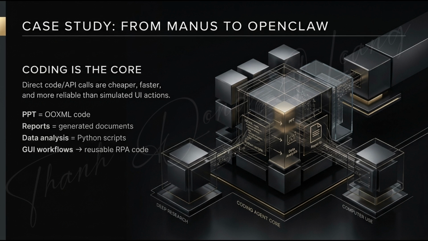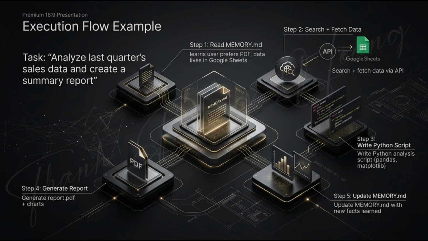Why is coding the core, rather than research or computer use capabilities? Because nearly everything else reduces to code. A PowerPoint file is just structured markup. A data report is generated code. Even successful GUI interactions can be recorded and replayed as automation code. Wherever direct code or API access is available, it beats simulating mouse clicks. Cheaper, faster, and far more reliable.